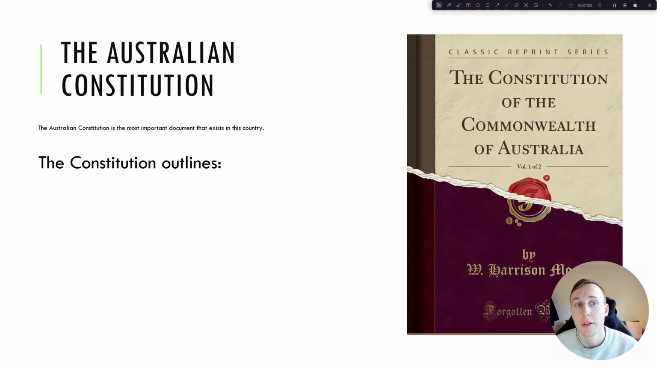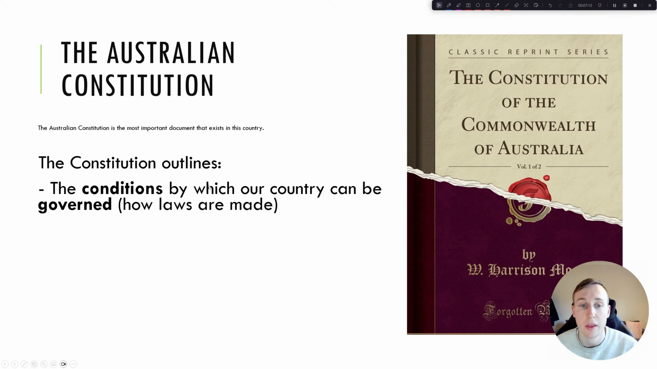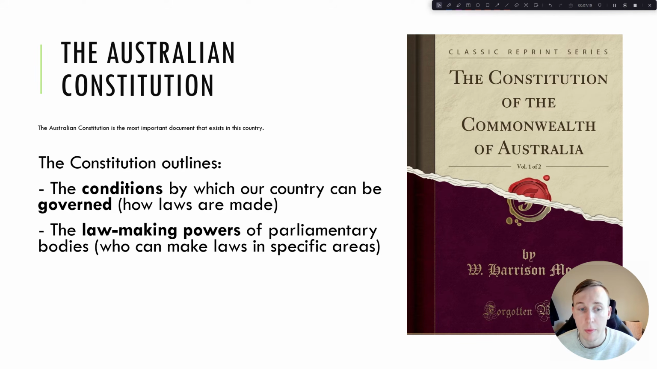Basically, the Constitution is a document that was written quite some time ago. It's probably the most important document we have in this country because it outlines how our country is governed, so how particular laws are supposed to be made. It sets out the lawmaking powers of parliamentary bodies. So it sets out what powers our federal parliament has, what powers our state parliament has, and where they can make laws in specific areas.